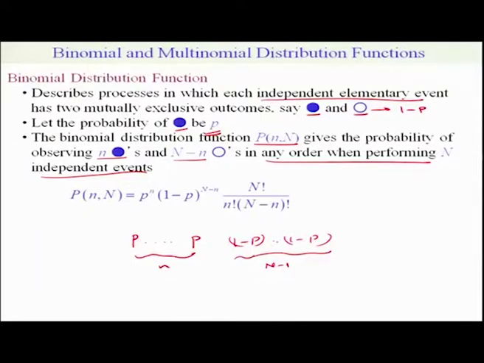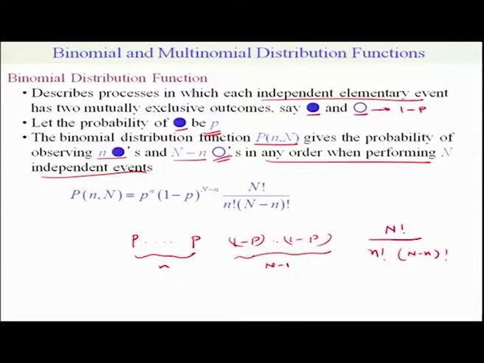But now you can arrange this in many ways. So, using the earlier expression of the permutation, we consider that there are only two types of events. So, it is going to be N factorial divided by n factorial, where n is the number of objects of type filled circle, multiplied by N minus n factorial, the remaining ones being of type empty circle. So, this becomes a simple binomial distribution function.